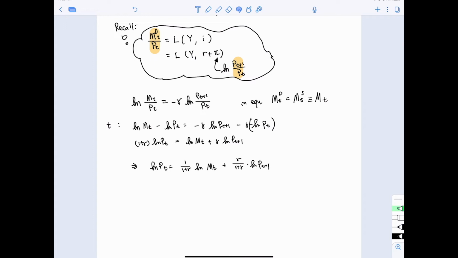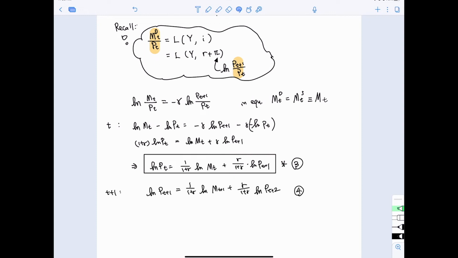So here we have the relationship of the price today versus the quantity of money supply, or money in equilibrium, this period, and then the price level next period. We call this equation 3. We can rewrite this equation for time t plus 1, and then we are going to have log P_{t+1} equals 1 over 1 plus gamma times log M_{t+1} plus gamma over 1 plus gamma times log P_{t+2}.